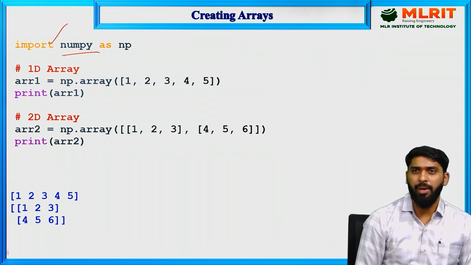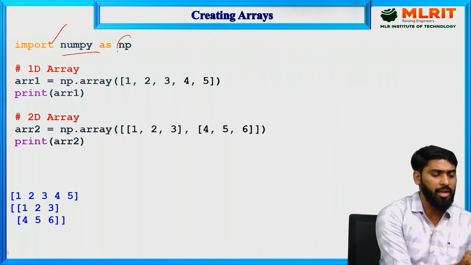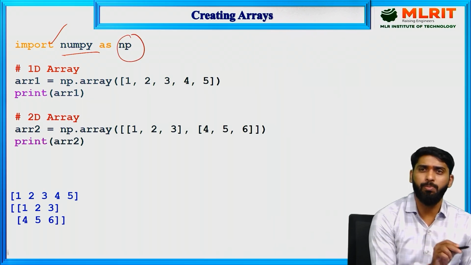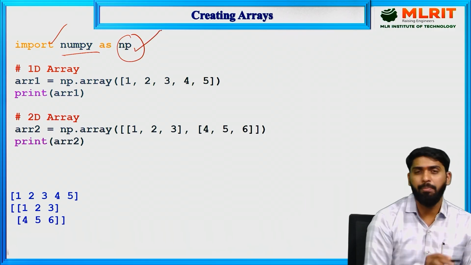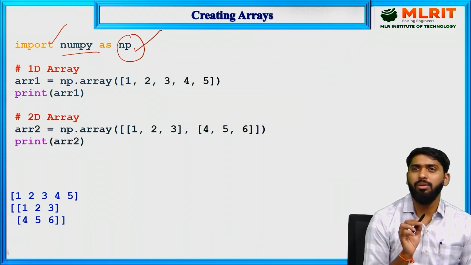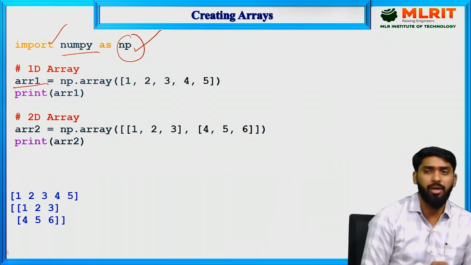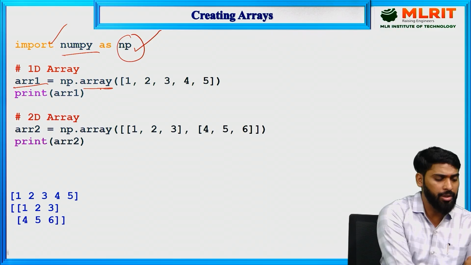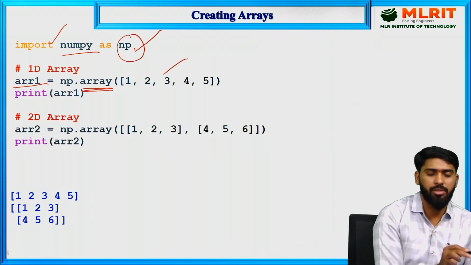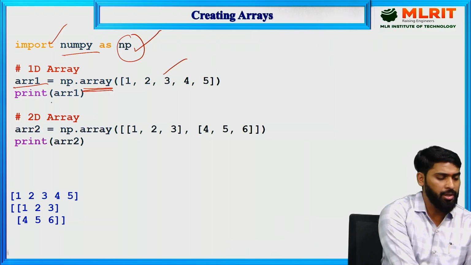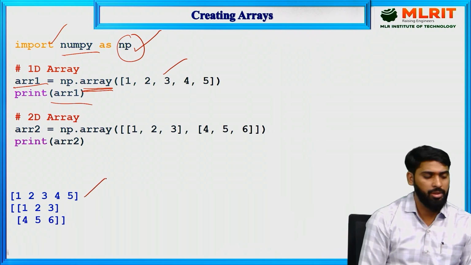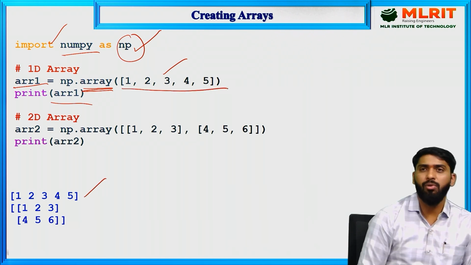Import NumPy. For this we give one alias name, NumPy as np. Now onwards we can call this package with the name np. Now we see how to create a 1D array. So this is the variable arr1 equals np.array. Here you can give the numbers. Now if I print, it will print 1 2 3 4 5 as output. So this is a 1D array, only row wise.